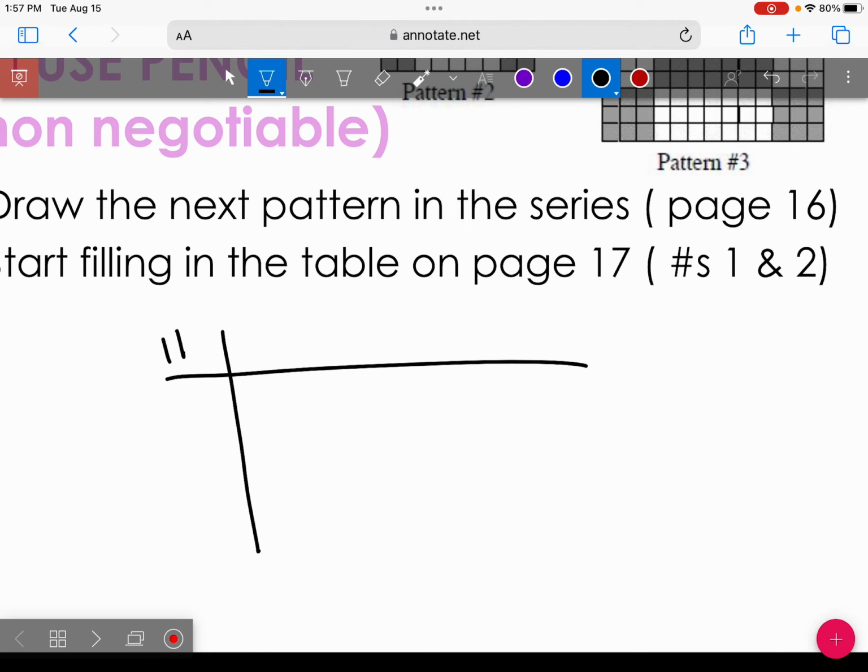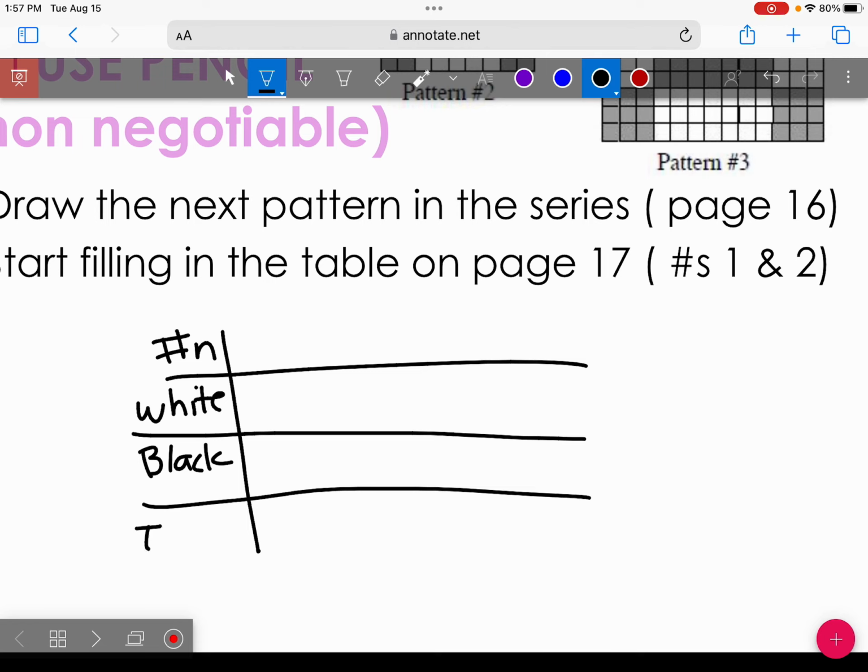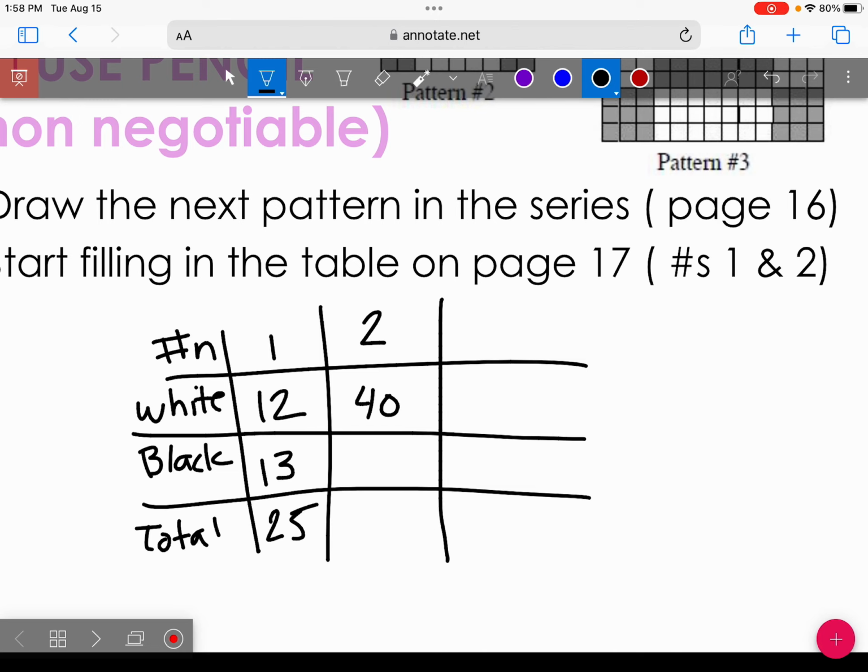So our pattern number, N, the white, and then the gray or the black tiles, and then the total number of tiles. So the first one they gave us had 12 white tiles and 13 black tiles for a total of 25 tiles. The second pattern had 40 white tiles, and we want to know how many black tiles it had.